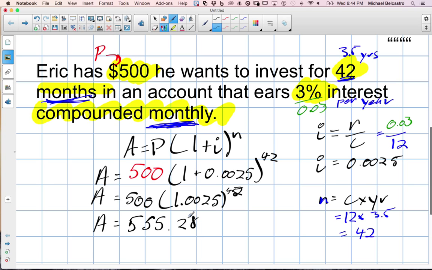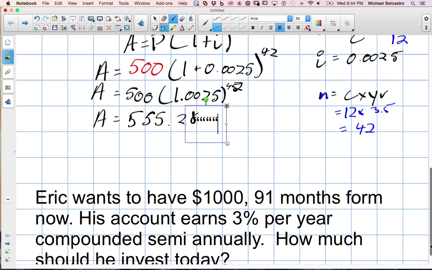555.28. If you remember from our old simple interest question, the person only earned 552, so about $3 more, not a huge amount. But as time passes, this starts to really accumulate, and you get much, much more money compared to a simple interest account. Now they'll sometimes show you two different formulas for future and present.